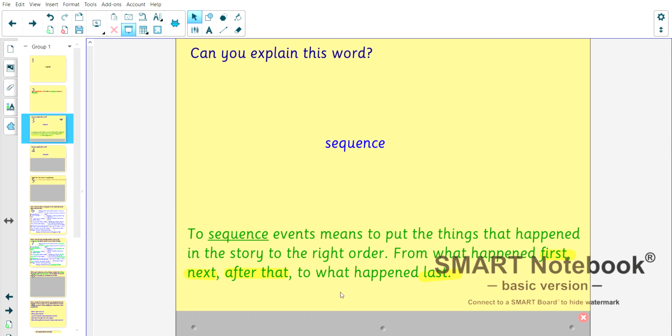Well done. Now, to sequence events means to put the things that happened in the story into the right order, from what happened first, next, after that, to what happened last. And as you can see, I have highlighted some of these words already because this is some of the vocabulary that we can use to sequence events, to put them in the right order.